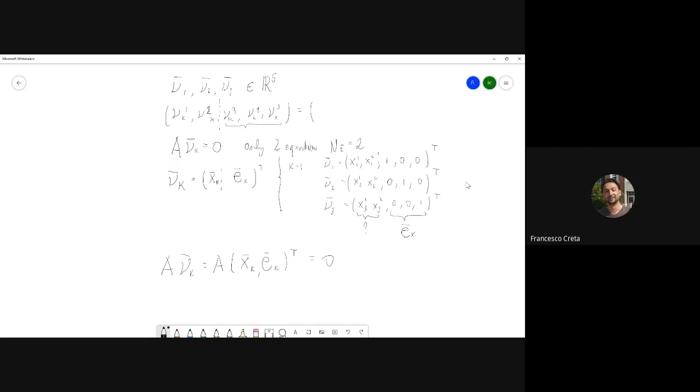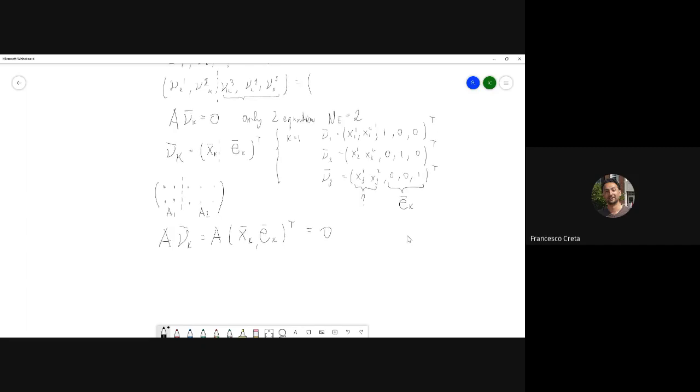This is a vector that has 2 components. This is a vector that has 3 components. So I will also have to operate a splitting of A. How? Well, I'll have to split it this way, where I call this matrix A1 and this matrix A2.